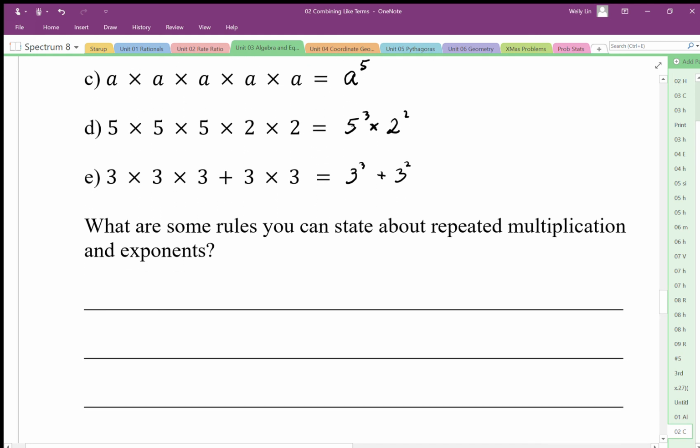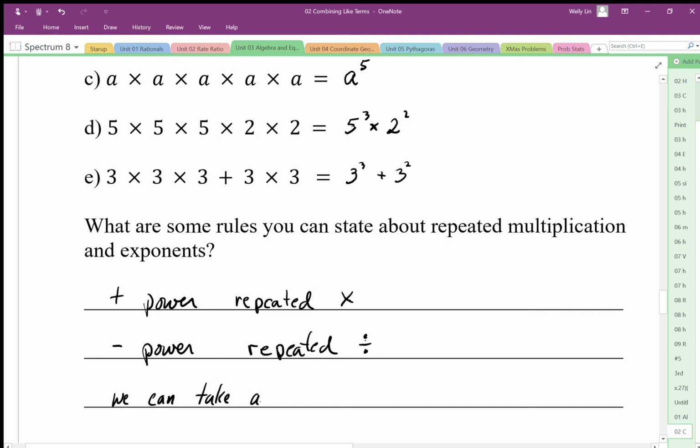So what are some rules about repeated multiplication of the exponents? If we have a positive power, that is repeated multiplication, and we count. If we have a negative power, well, if positive is repeated multiplication, negative should be repeated division. How often do we divide by that base? And we also know that we can take away times with a divide. So these are some rules that we can use with multiplication.